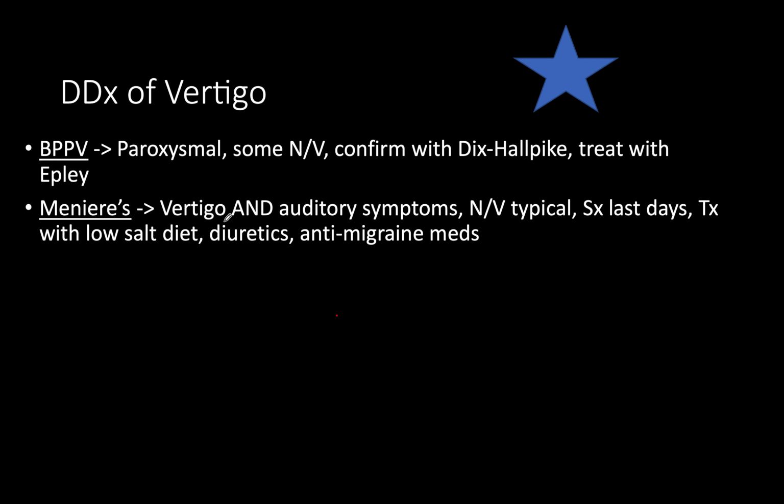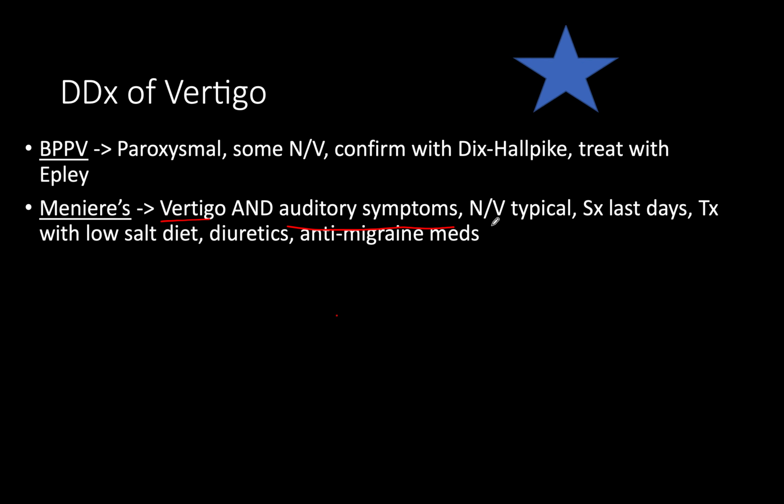Our Meniere's disease, here we have vertigo and auditory symptoms. That can be ringing in the ears. That can be hearing loss. A sensation of fullness in the ear is commonly described. A patient with vertigo, hearing loss, and the sensation of fullness in their ear, so that's our Meniere's disease.